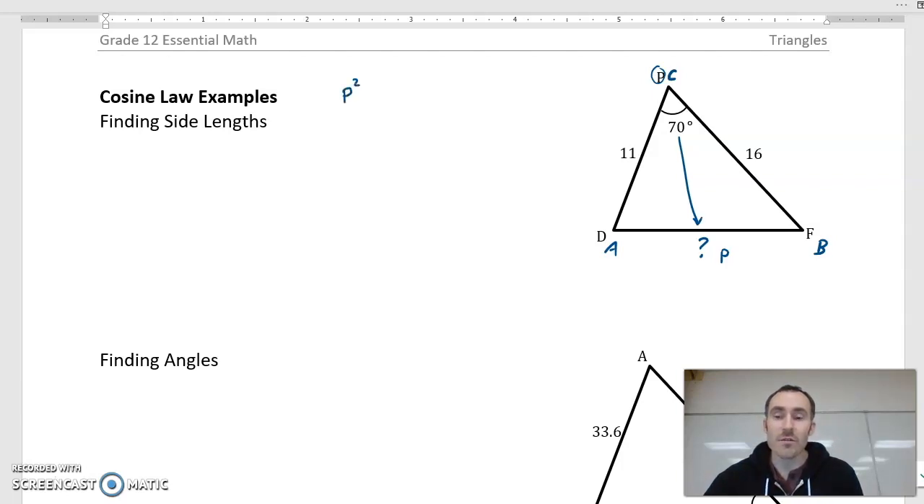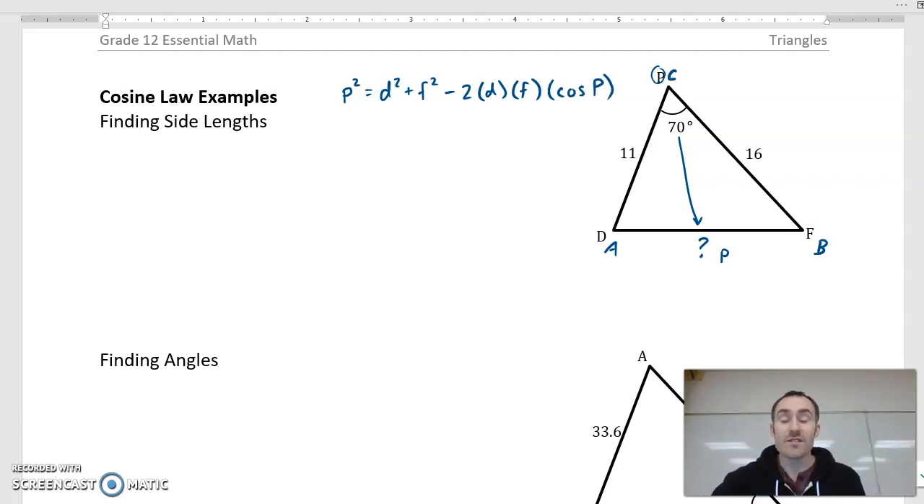P squared, we're looking for side P, is equal to the other two sides, which are D and F, so D squared plus F squared minus 2 times D times F times the cosine of, and then we go back to P. That would be this version of the cosine law. But I can also just change the letters if I really wanted to.